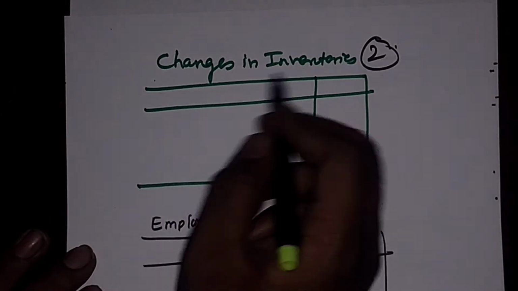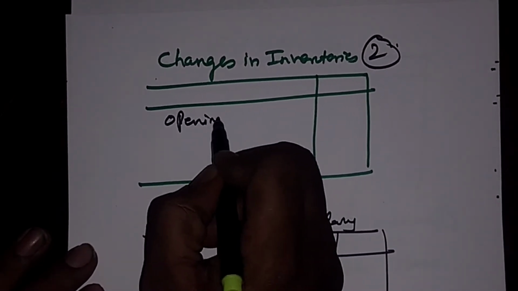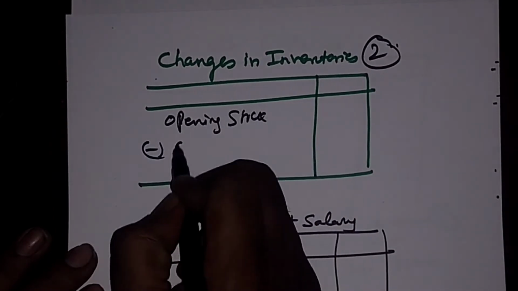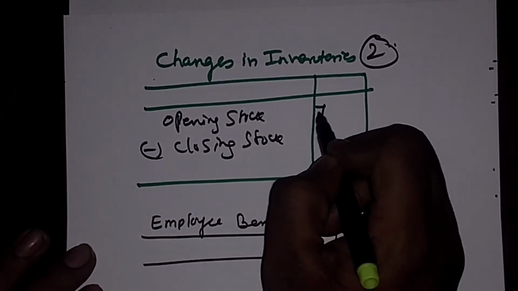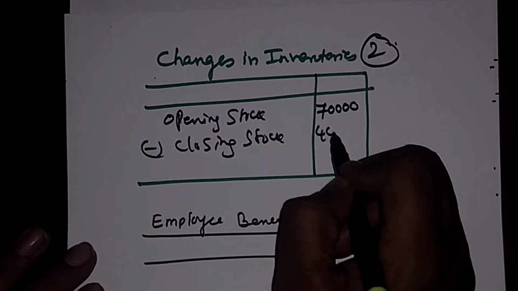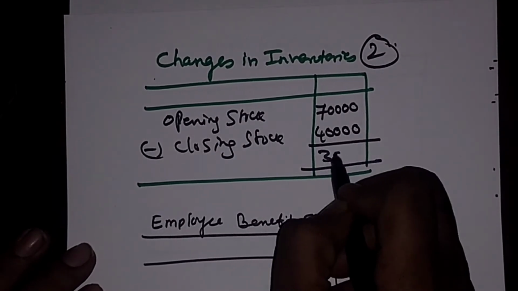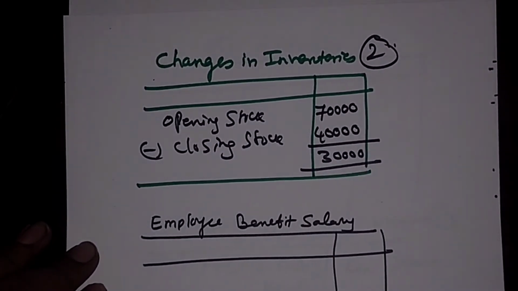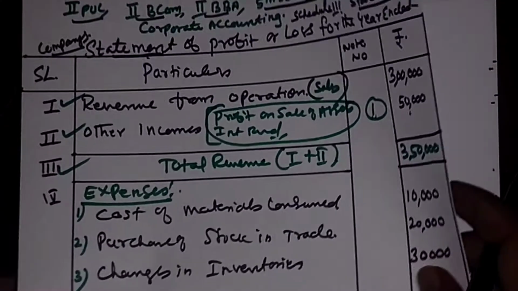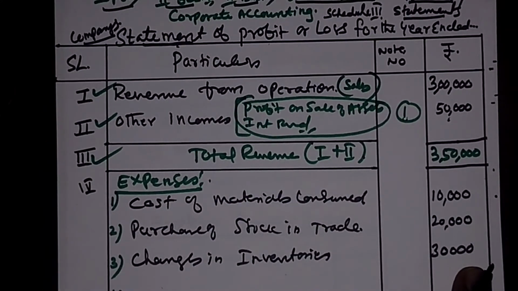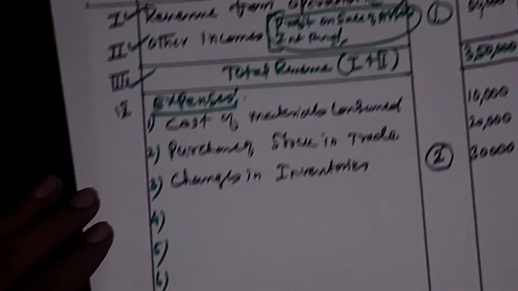Now, changes in inventories refers to opening stock minus closing stock. For example, opening stock is 70,000, closing stock is 40,000. I get the balance 30,000. This is called changes in inventories. This 30,000 only I am showing in changes in inventories. How has this changes in inventories arisen? You see note number 2 in the following tables.